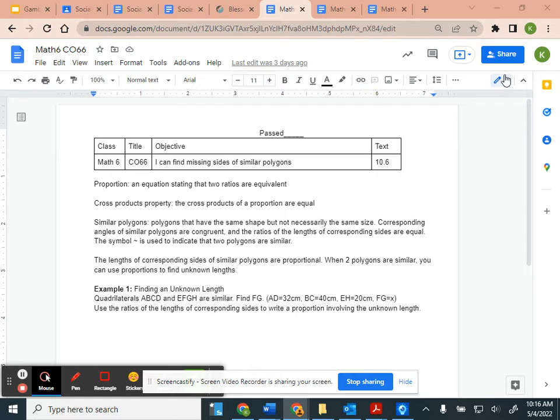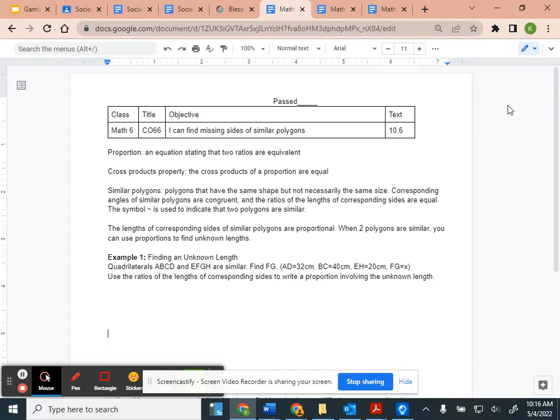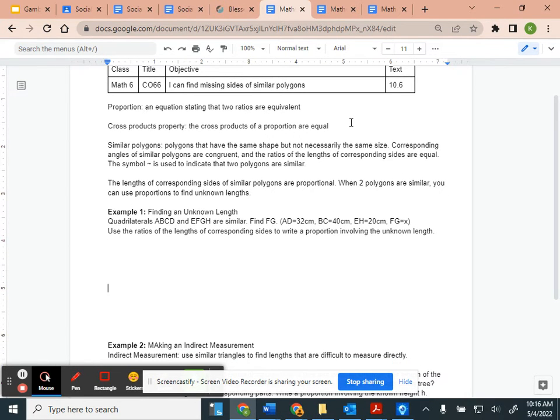CO66: I can find missing sides of similar polygons. So we're still working with those polygons. We have two more objectives.